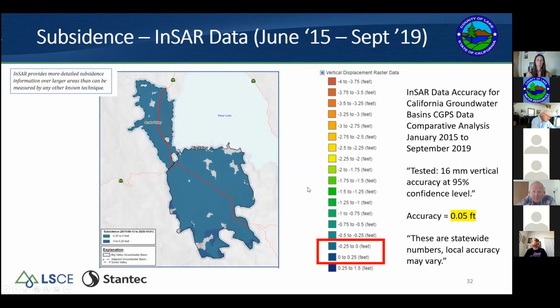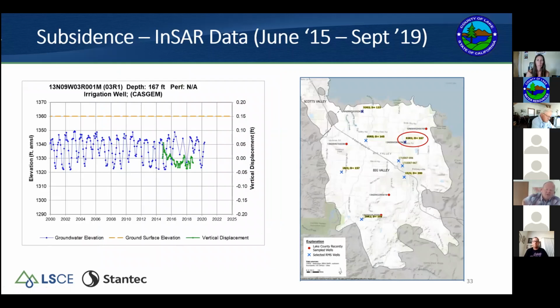Let me show you a couple of graphs so you can see the correlation. This is a particular well in our proposed RMS network. The graphic on the left shows groundwater elevations. The blue lines bouncing around show how water levels change at this particular well through time. We know that seasonally water levels change.